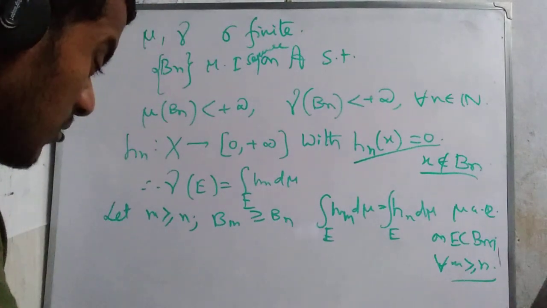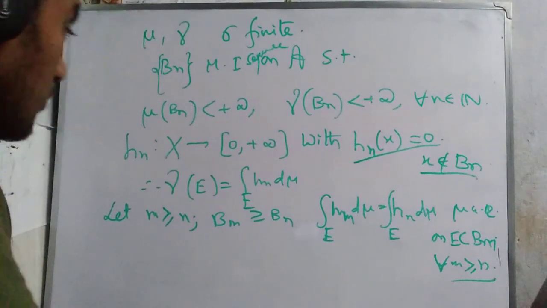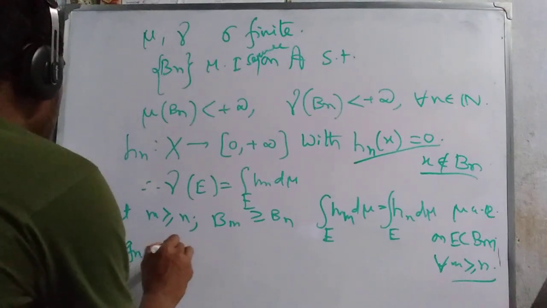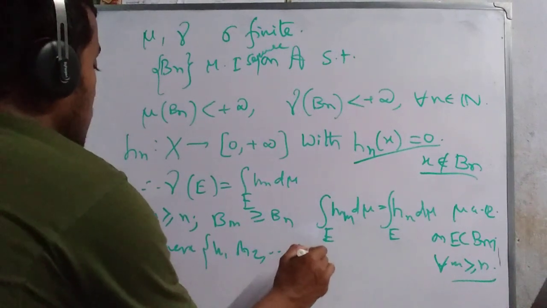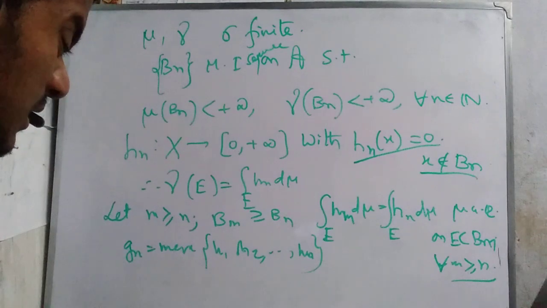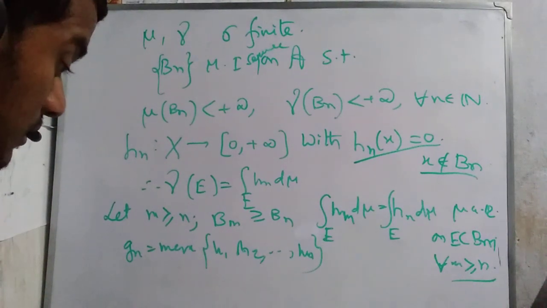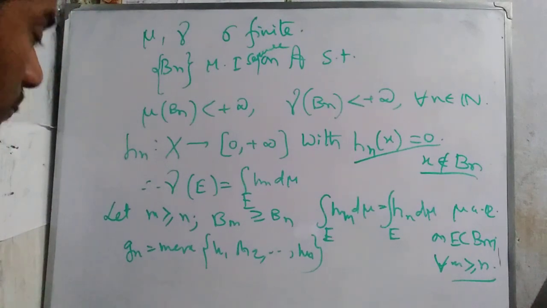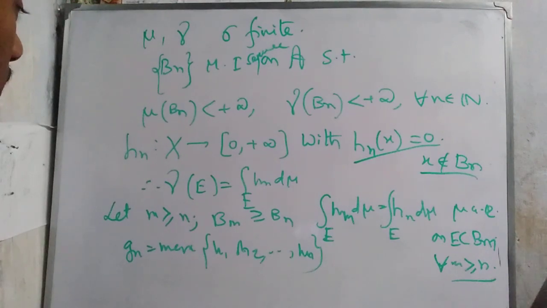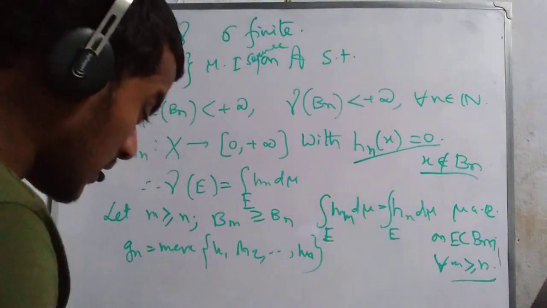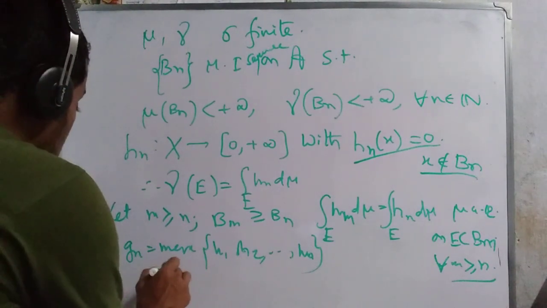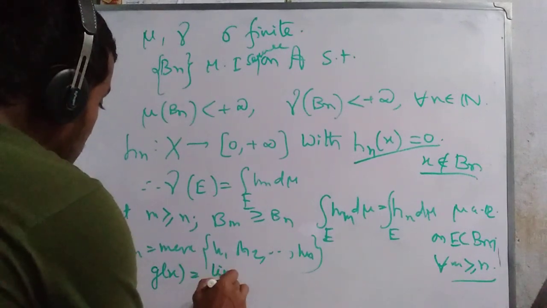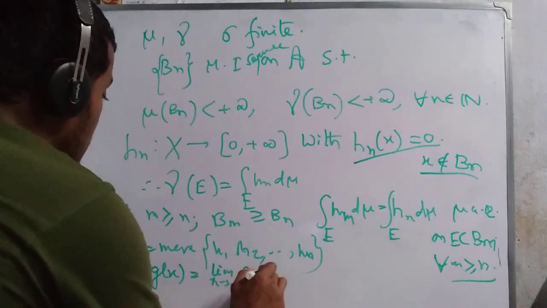Then what happened? Then we talk about that g_n equal to maximum of h1, h2, ..., hn. Okay, then g_n is a monotonically increasing sequence of non-negative measurable functions on x. Then what happened? Then g(x) equals limit as n tends to infinity of g_n(x).